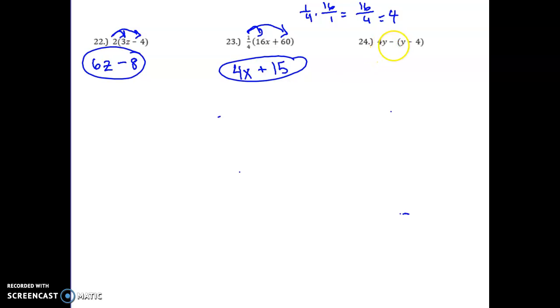Now be careful with number 24. Number 24 is strange. We've got this minus y minus 4. We're actually distributing a negative 1. So this would become 4y minus y, because negative 1 times y is negative y, and negative times negative 4 would be positive 4. So it's like it's taking the opposite of everything inside the parentheses. 4y minus y is just like having 1y, so 4 minus 1 is 3y. So we would get 3y plus 4.